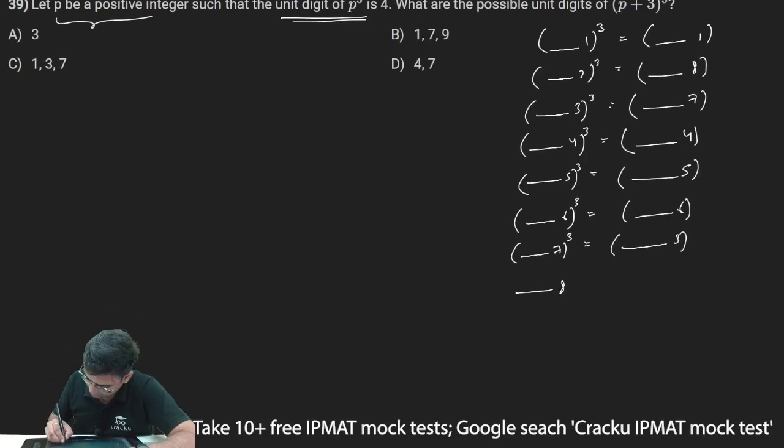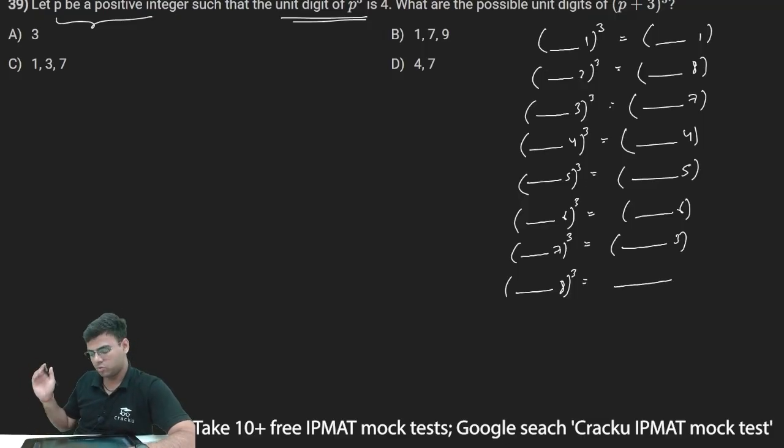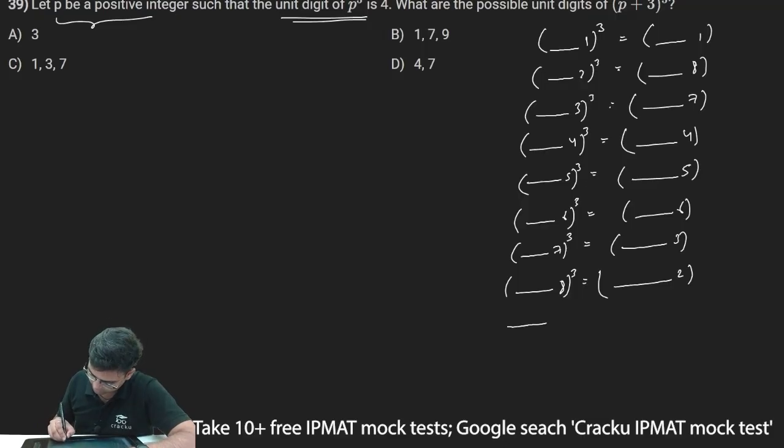Then for 8, if we cube it, the resultant number will have, 8 into 8, 4 into 8 is 32, 2. So this will be 2. For any number with unit digit 9, the resultant digit will always be 9.